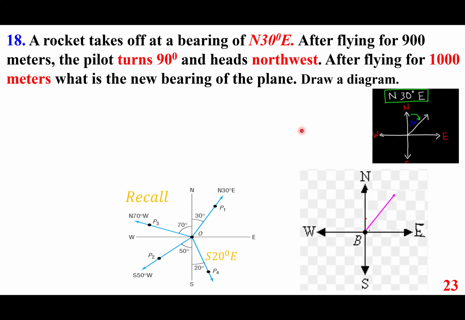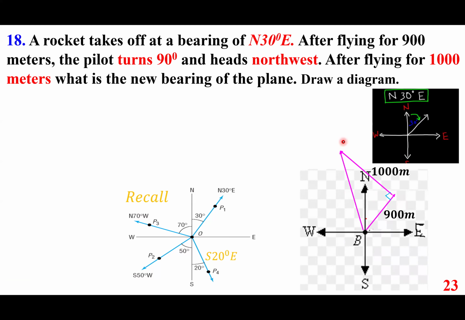So first we are going this way for how much? 900 meters. Then we go this way. We make a 90-degree angle here, everybody. And we go for 1,000 meters. Now, what is our new bearing? Well, first let's do the drawing. That means let's connect these two.